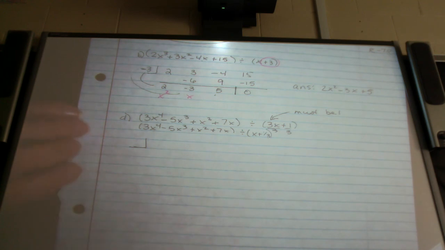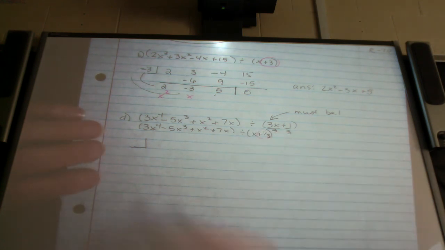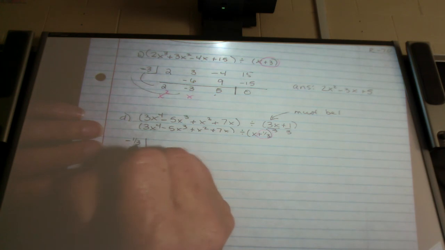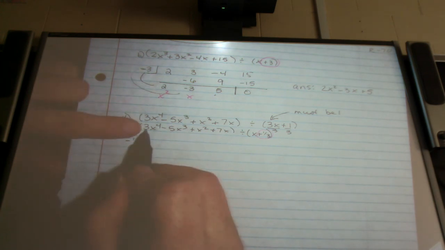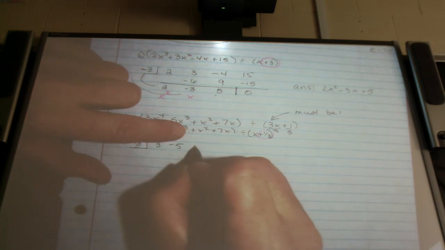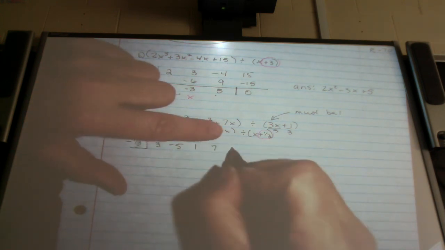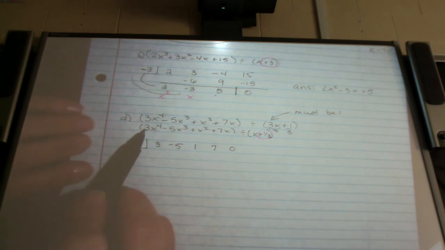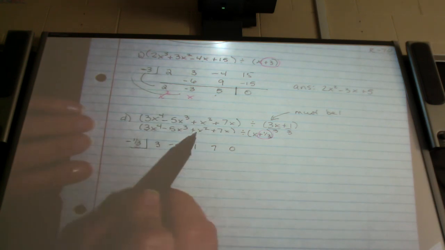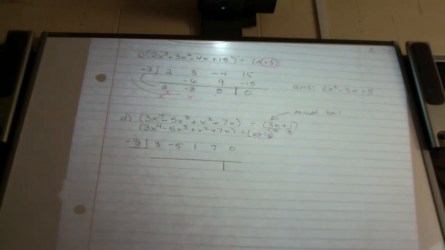So outside, in our L, it's going to be a negative 1/3. Then across the top, we have a 4, then a 3, then the 2, the exponent, then we have a 7, but we don't have a constant, so we have to put a 0 there. So 3, -5, 1, 7. Remember this last one here, when we add them up, it's going to be our remainder.